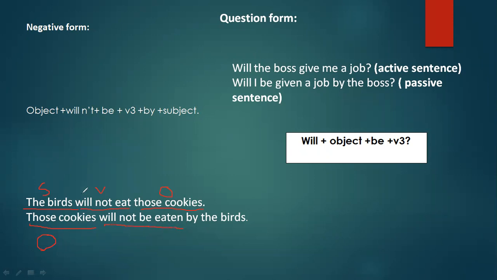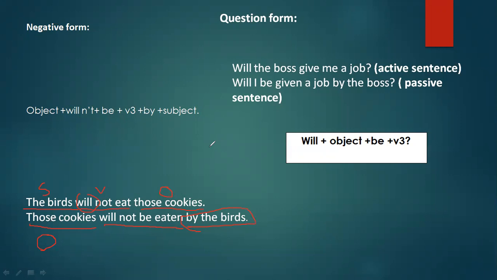Then I put the verb: will not be eaten. We put will as it is, and not also as it is. Then I put be, then I change eat to eaten, from verb 1 to verb 3. Then, optionally, I put by and the subject. By the bird. So it becomes: those cookies will not be eaten by the bird.